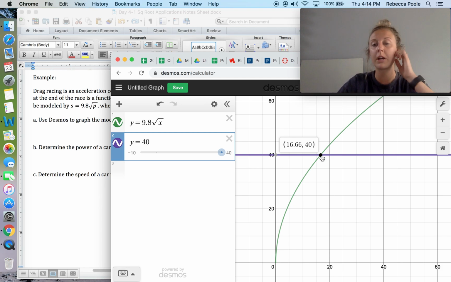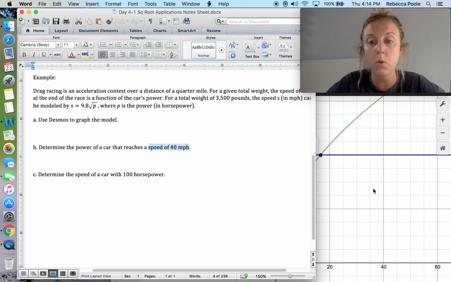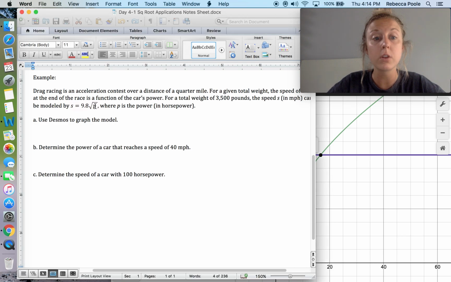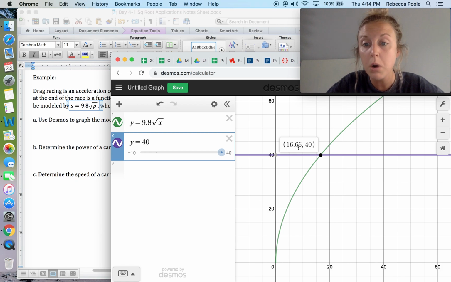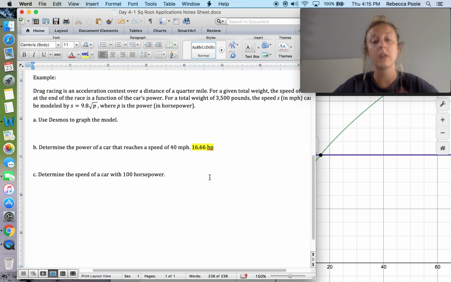And now we do have to use our brains a little bit because a couple of you last week typed in the wrong answer. So let's just look at this. I told you the speed was 40. So 40 is not the power. That is the speed that you typed in. The y value should equal 40. It does. My power is, if you look right here, the X value, which we already talked about. So the power when a car is going 40 miles per hour is 16.66 horsepower.